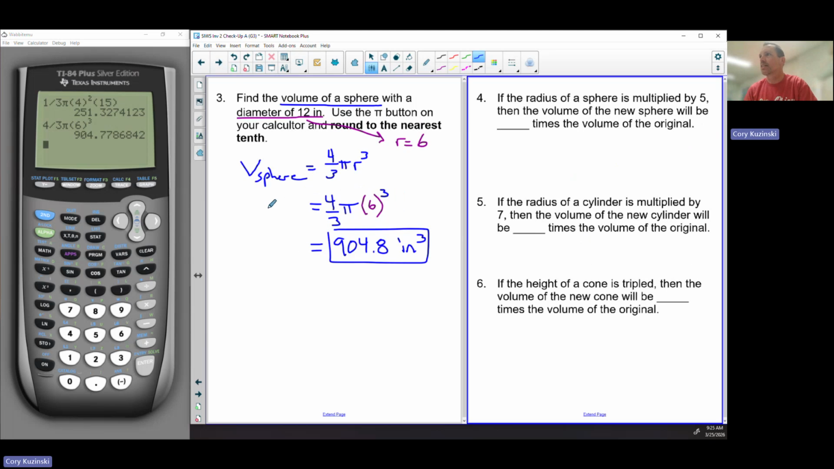All right, next. If the radius of a sphere is multiplied by 5. Okay, well, here we're talking about a sphere. Volume of a sphere is 4/3 pi r cubed. And the radius is multiplied by 5. Okay, so that means it would be 5 cubed as much, which is 125. That's the secret.